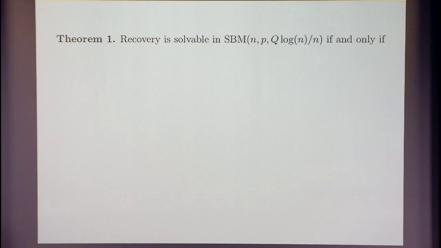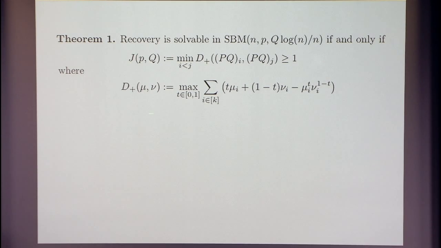So the result is as follows. If you're looking at the regime where you have logarithmic degree, that's where you need to operate to get recovery, then you can in fact solve recovery if and only if this expression is more than 1. So that's your J(P,Q). And what is D plus?